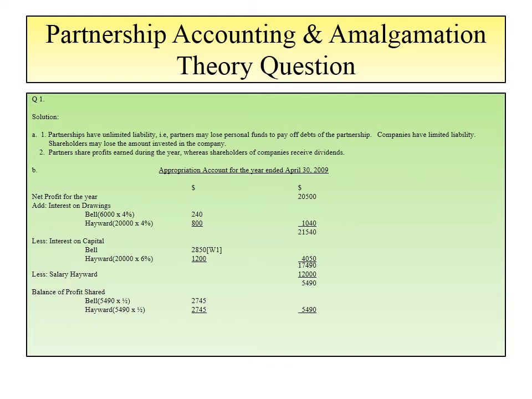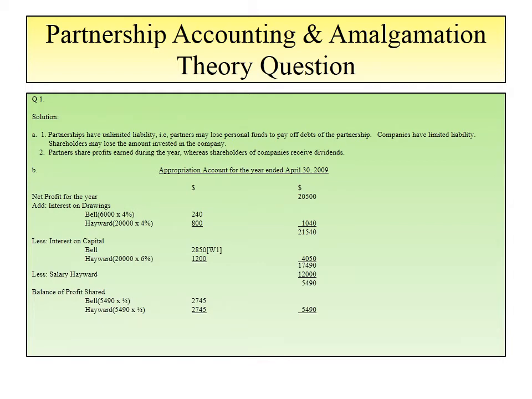Now the appropriation part of this question. Net profit for the year is 20,500, and interest on drawings: Bell's drawing is 6,000, and 4% of this is $240, and Hayward has $20,000 drawings, and 4% of that is $800. The total is 1,040, and this is added to the profit.